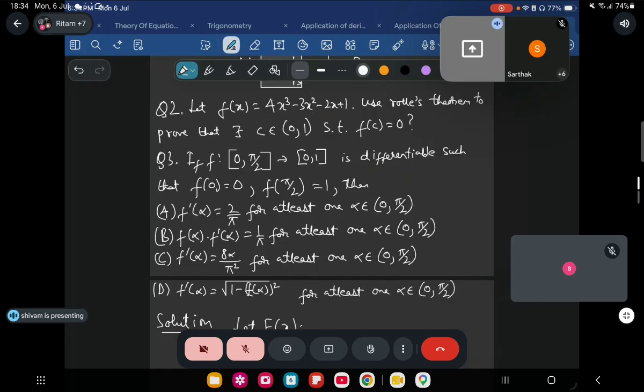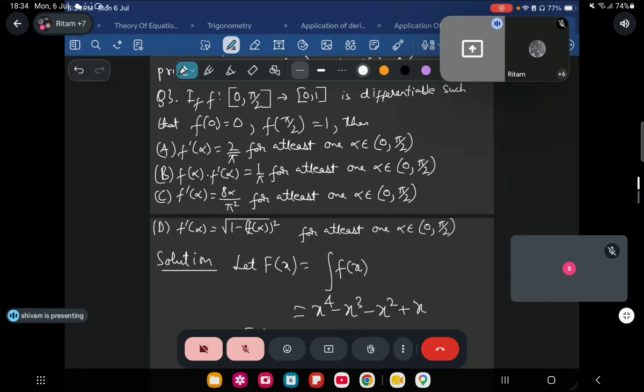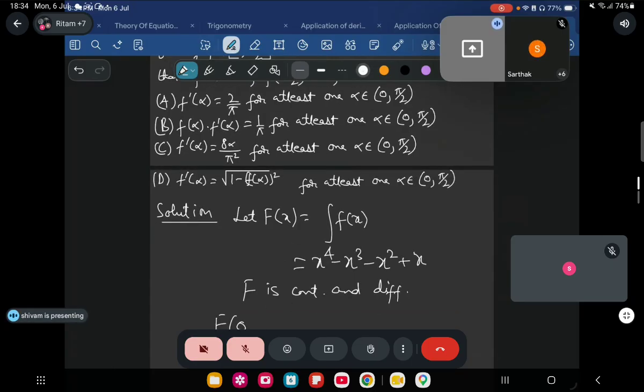Exactly. So let f of x be equal to the integral of f of x. Are you getting, Devatri? Ritam? Yes, sir. Okay. So after integrating, what do we get? We'll get x to the power 4 minus x cube minus x square plus x. Now what is f of 0? Let us see if we can apply Rolle's theorem or not. f is continuous and differentiable, right? Tell me, Sarthak, are you getting? F of 0 is equal to 0 and f of 1 is also equal to 0, right? So we can apply Rolle's theorem.